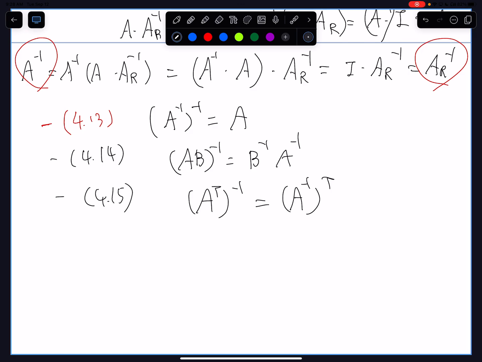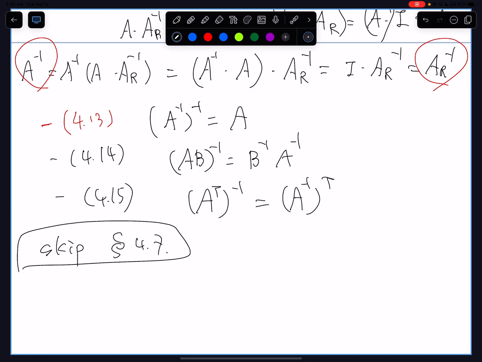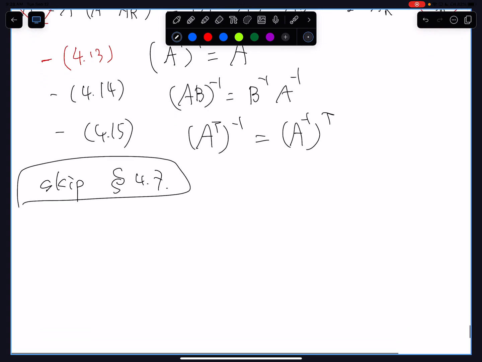Yeah. All right. So I'm gonna skip section 4.7. I might come back, but for now I'm gonna skip it. Yeah, I'll probably come back. So I'll give you an answer, without the proof, of what the inverse matrix looks like, okay?